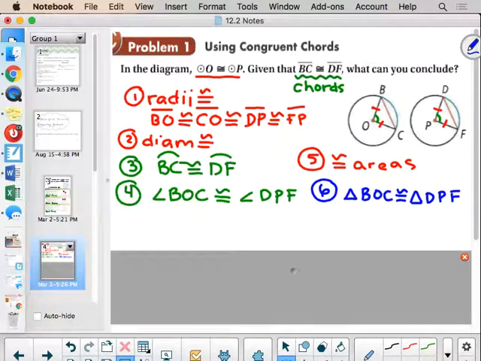And I'm sorry, honey, what was the reason why you said they're congruent? Side angle side. Side angle side. Or, could I have said side, side, side because it was given to me that BC is congruent to DF?